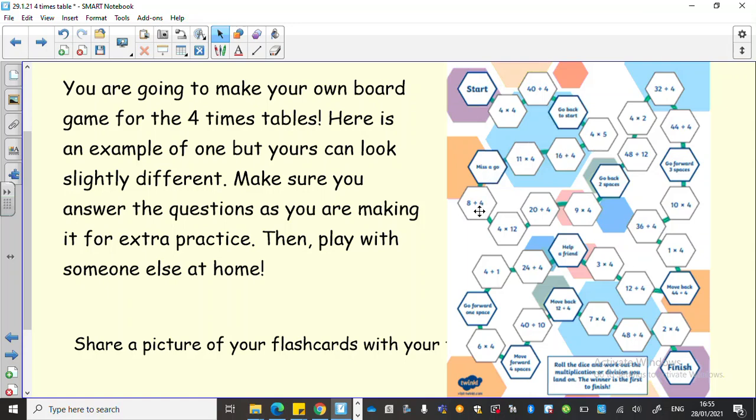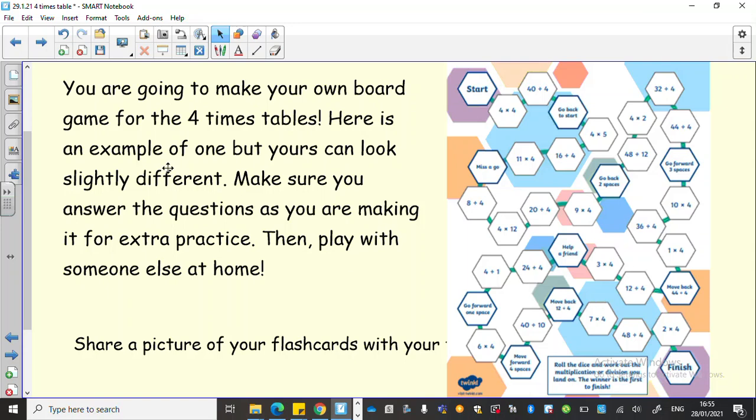So you might land on a division, 8 divided by 4. Well, how many fours are there in 8? There's 2, so 8 divided by 4 is 2. And once you've got the answer, you roll and you keep going. And you can put some fun spaces in, like go back 2 spaces or help a friend, so you can sort of swap, or go forward 1 space, and all the way to the end until you finish.